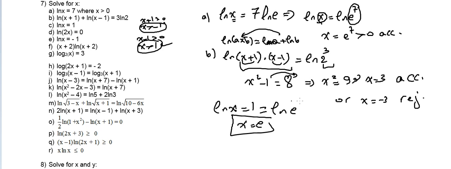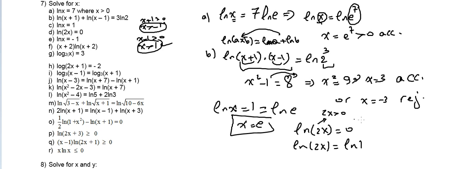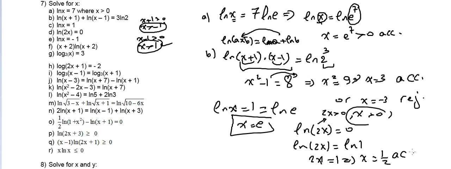Ln 2x equals 0. What is ln 2x equals 0? This means ln 2x equal ln 1. And 2x should be positive because it's ln 2x. This means x should be a positive value. So ln 2x equal ln 1. This means 2x equal 1. This means x equal to half and it is a positive value, so it is an accepted value. We can continue like that as much as you want, right?